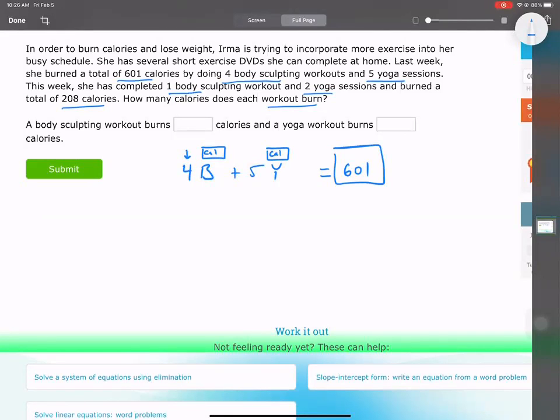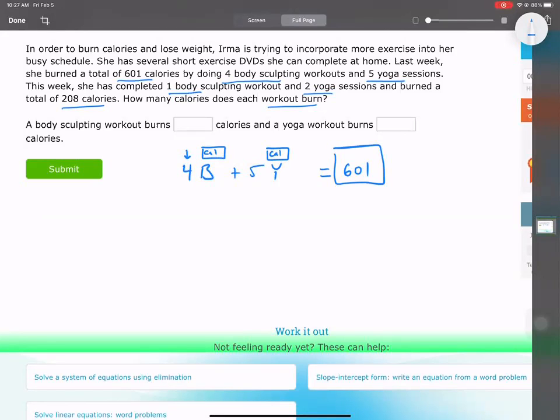Now, how much does each video burn? She's completing each of these videos and they're going to help her lose some weight. Well, I don't know how much each of these videos burns. How many calories does a body sculpting video burn? I don't know. How many calories does a yoga video burn? I don't know. And that's what elimination allows us to do. It helps us find those missing variables. We know parts of the answer. We know she did 4 and 5 videos, and we know that they added up to 601.